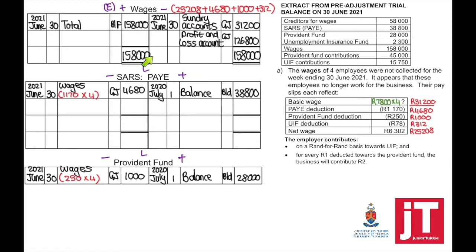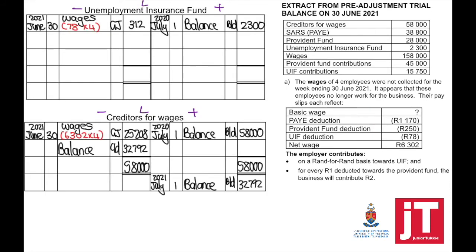The profit and loss account. Take everything on the debit side minus that on the credit side. And this is my total expense for this accounting period. Creditors for wages is a liability, which means it appears in the balance sheet account section. So at the end of the accounting period, we need to close this off and calculate the new balance.